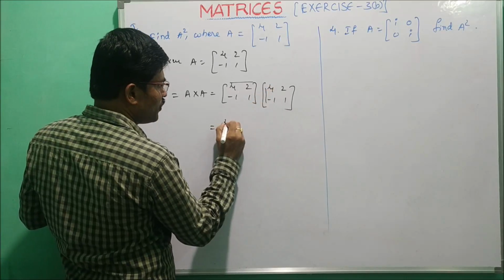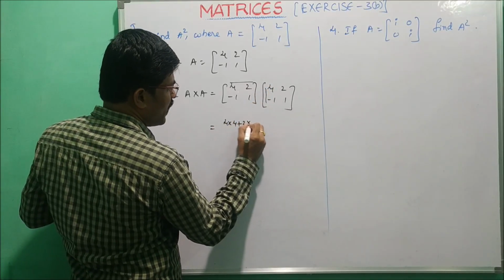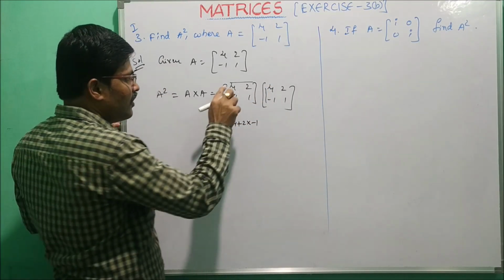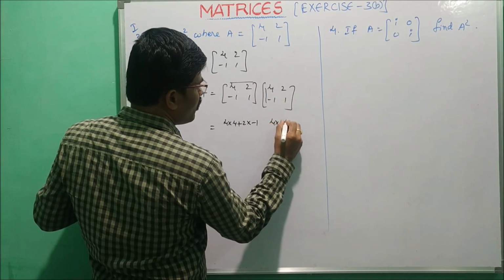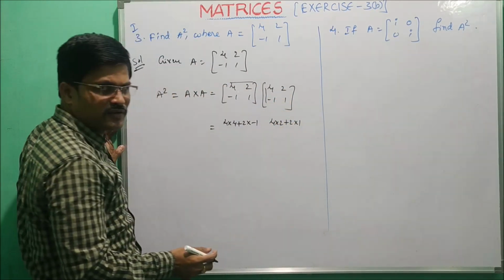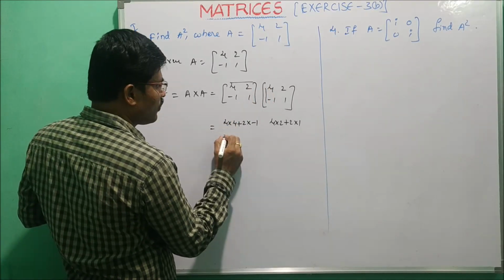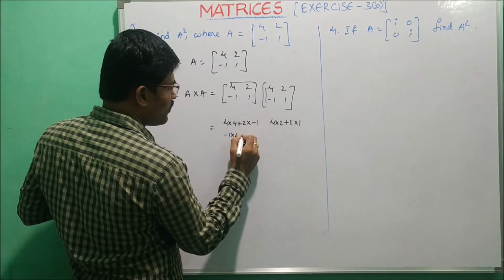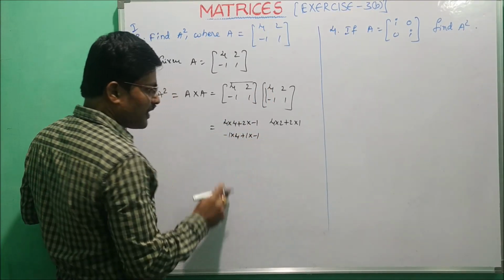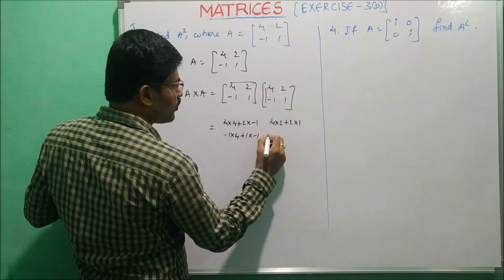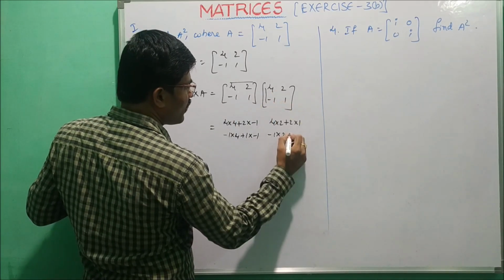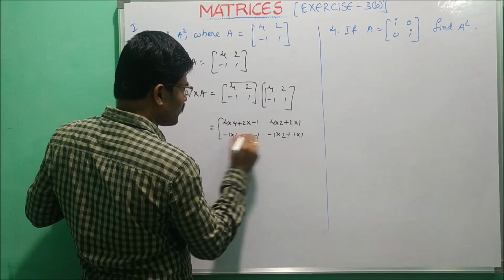4 into 4 plus 2 into minus 1. This is the first element. 4 into 2 plus 2 into 1. This is the first row second element. Minus 1 into 4 plus 1 into minus 1. Second row first element. Minus 1 into 2 plus 1 into 1. This is the second row second element.